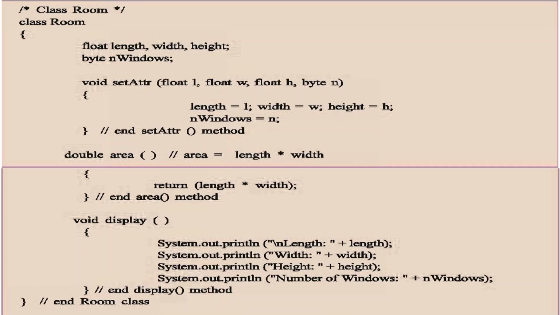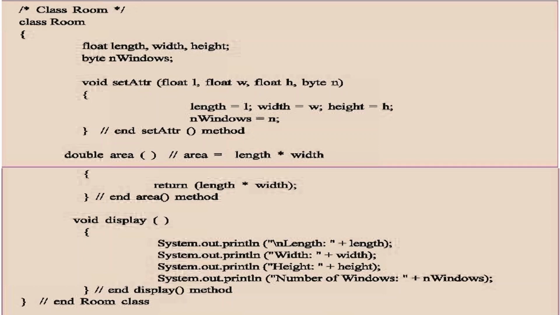Now we are creating methods, behavior. The first method is void set attribute. Void indicates that this set attribute method does not return any value. When this method is executed, nothing is returned to the program. In brackets: float L, float W, float H, and byte N. These are called formal arguments.